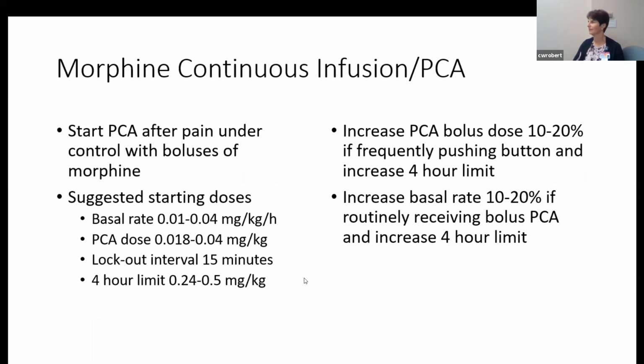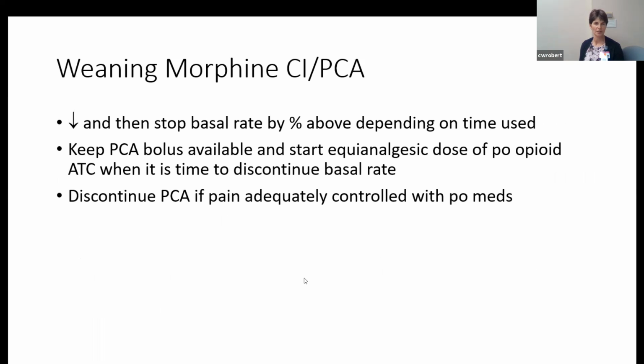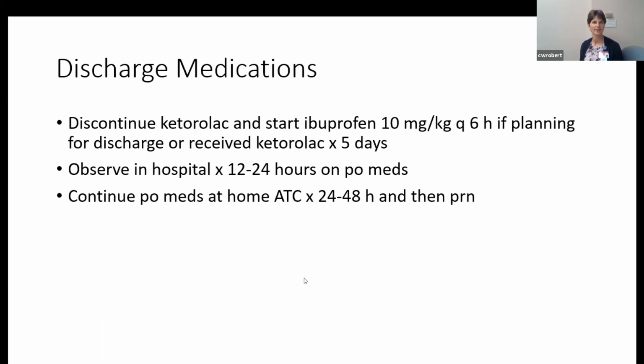Again, that's scheduled, usually ibuprofen. At that point, we have switched their IV ketorolac to ibuprofen and a scheduled oral opioid for the next 24 hours or so. All right.